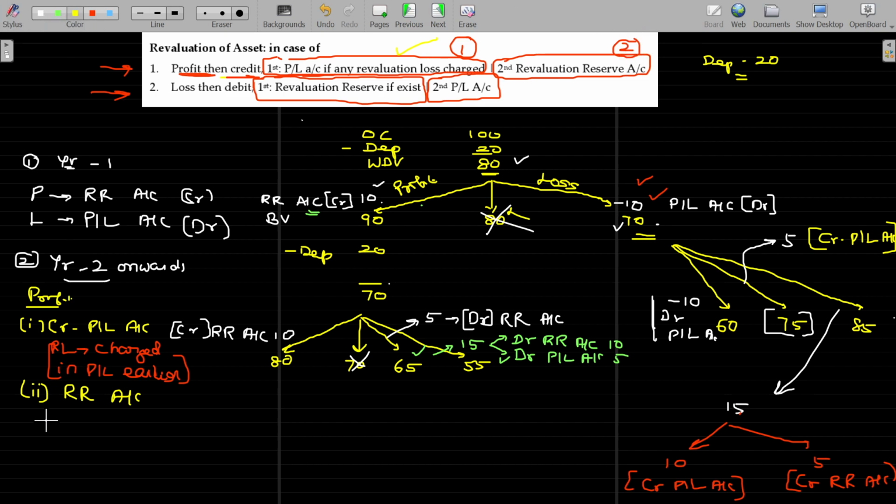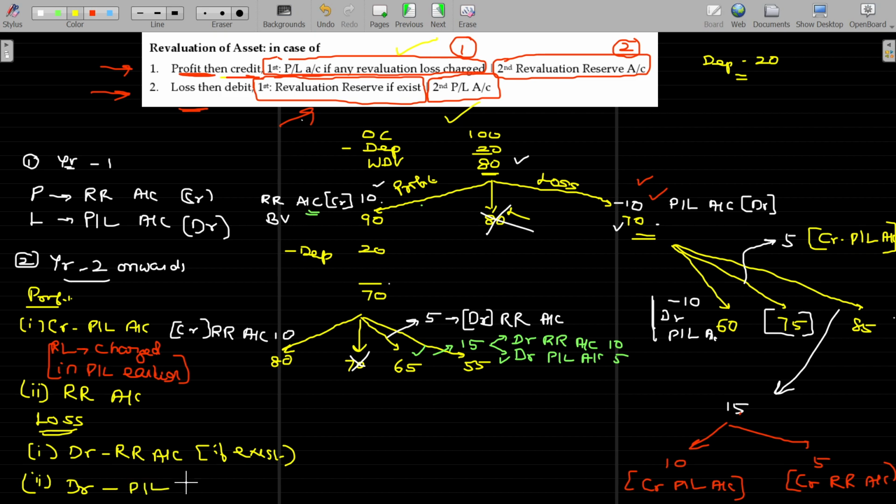In the second year, rather than profit, if I face a loss, what is the first step? In case of a subsequent loss, first you have to adjust the loss against the revaluation account to the extent of the amount available. Number one, debit to the revaluation reserve account if it exists. If there is no such revaluation reserve for that asset, then what do you have to do? Second, debit to the P&L account. Is that okay? This is the revaluation aspect of an asset. Come on, make a note of it.